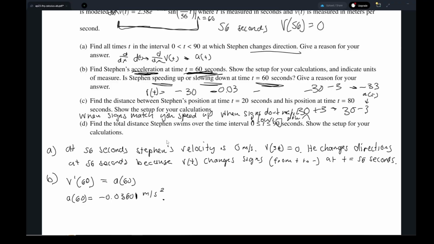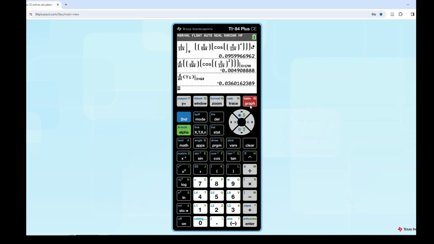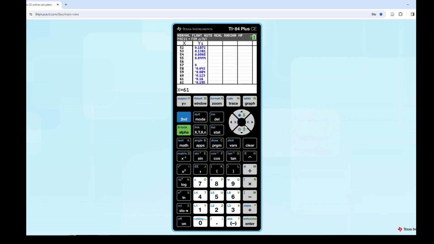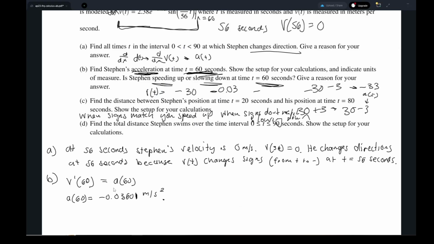So let's see if the signs match or not. Here we're going to go into our table, and scroll down to x equals 60. And we see that at x equals 60, our velocity is negative. So that means he's speeding up by 0.0316 meters per second every second, and we can see here that our velocity is still decreasing. That just means he's going to the left.